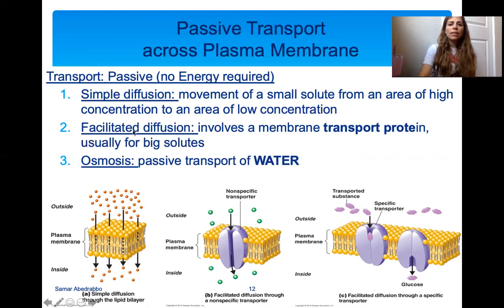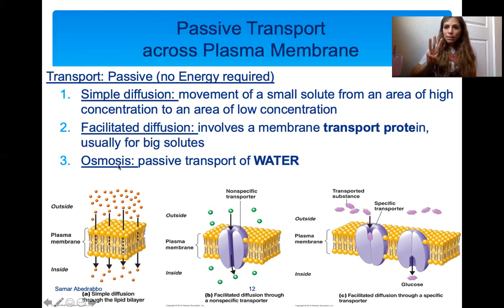So facilitated diffusion is when you have big molecules that need to move across the cell membrane, so you need a protein. Facilitated diffusion means that you require a protein to move the molecule from high to low concentration. And osmosis is just the transport of water. So osmosis is just when water gets through the membrane, whether it's in or out. That's a type of passive transport, and we specifically call that osmosis.